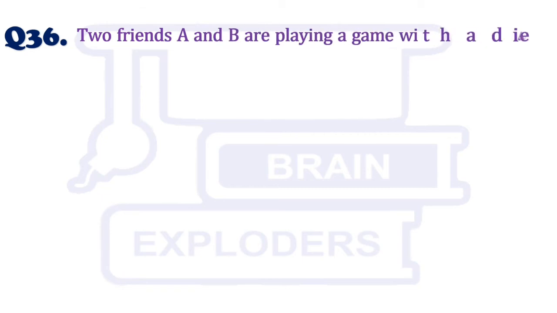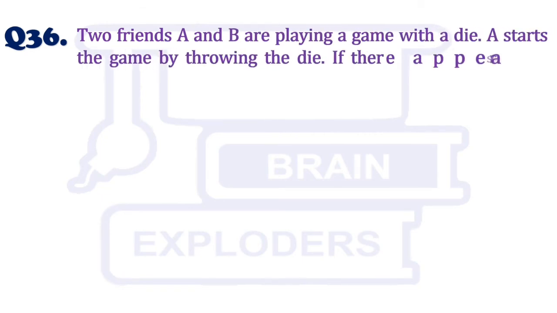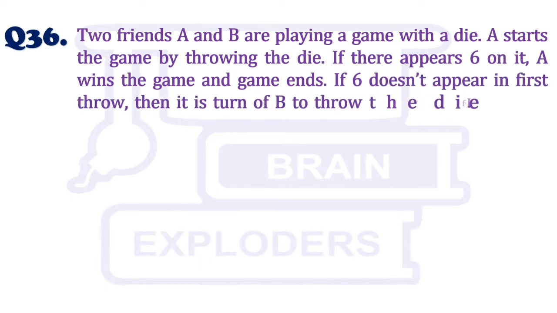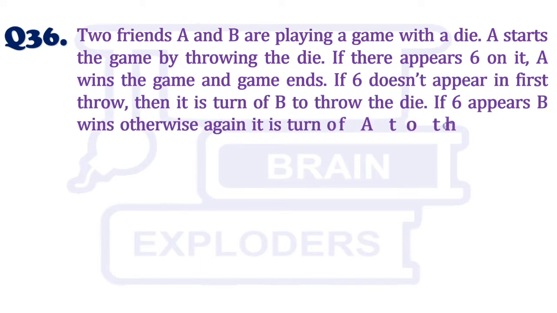Two friends A and B are playing a game with a die. A starts the game by throwing the die. If 6 appears on it, A wins the game and the game ends.